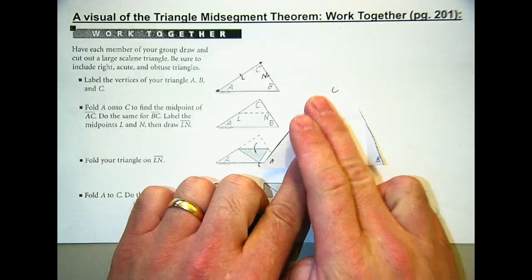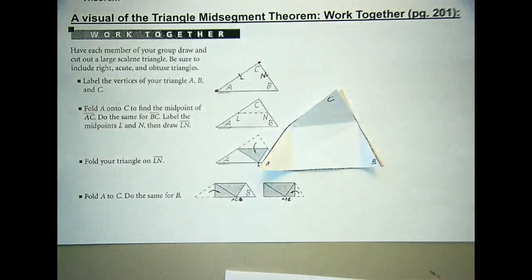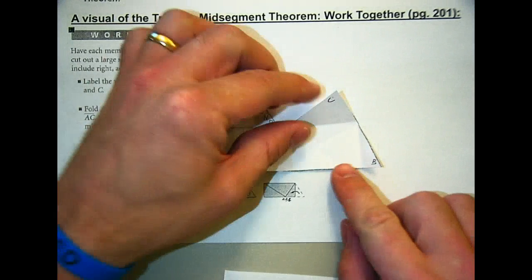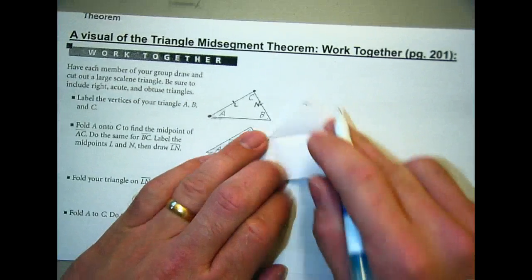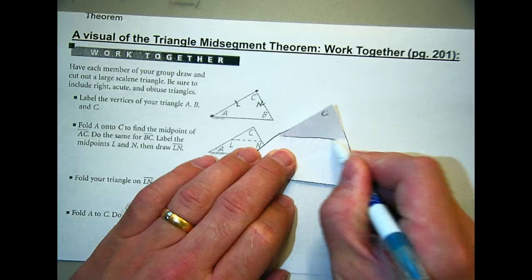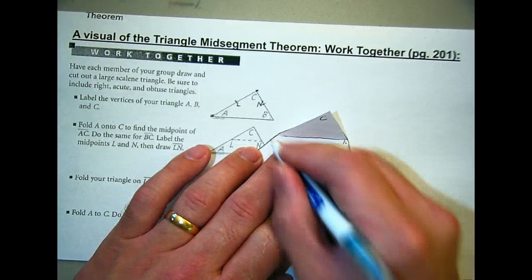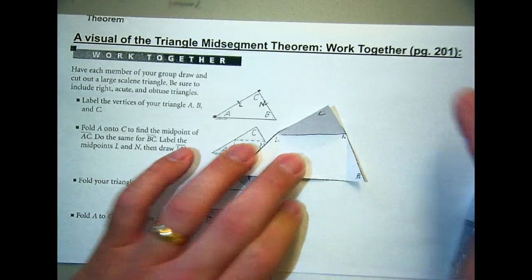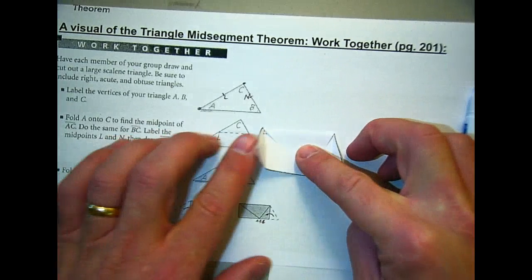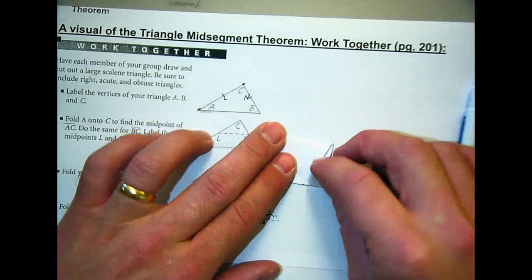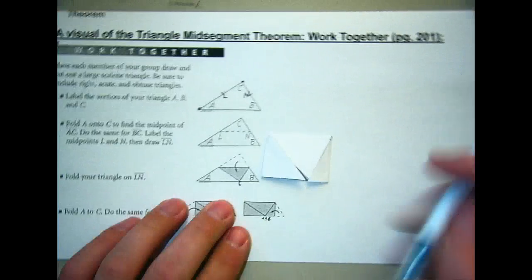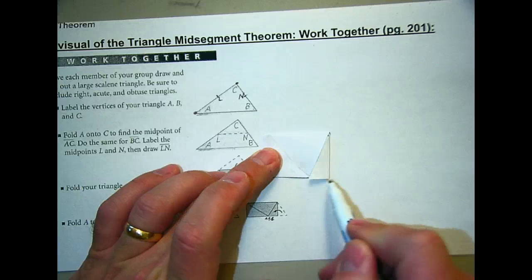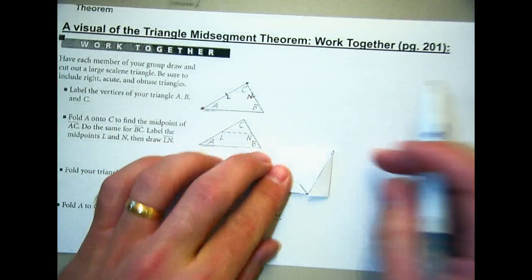So Olivia was kind enough to loan me her ABC triangle there. I put the A, B, and C's. And she had it folded down. This was her LN right here. And we fold it down, and we know now that this segment, LN, right here, this whole thing makes a rectangle.